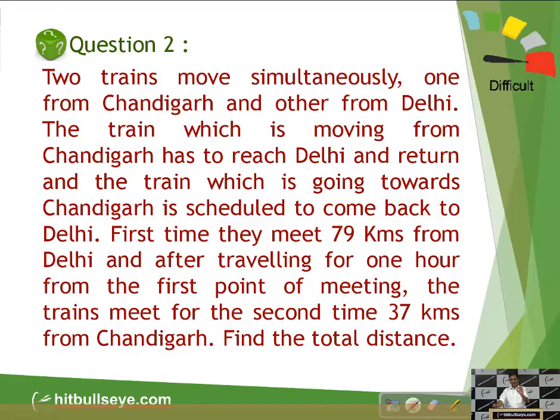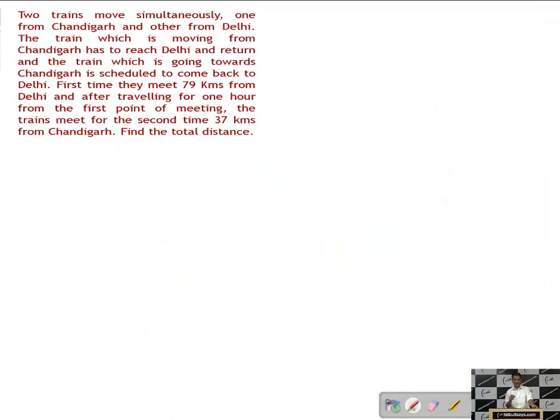And now I will tell you a trick, a shortcut, which you can apply to these types of questions where you are covering three distances. You can do this question within 20 seconds, students. Now I will tell you the trick. Why are they covering three distances, students? Initially, just see, two trains move, one from Chandigarh, the other from Delhi. This is Chandigarh and this is Delhi.